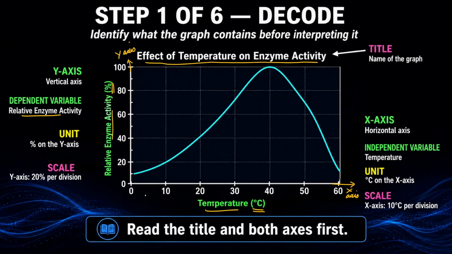Finally, look at the scale. On the x-axis, each division represents 10 degrees Celsius, and on the y-axis, each division represents 20% enzyme activity. Reading the scale correctly prevents calculation mistakes and wrong conclusions. So always remember this rule. Before reading the graph, first read the title, identify both the axes, check the variables, understand units, and verify the scale. Once you have decoded the graph, you are ready for the next step.